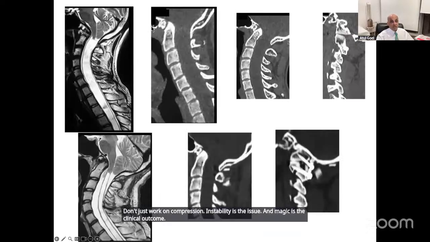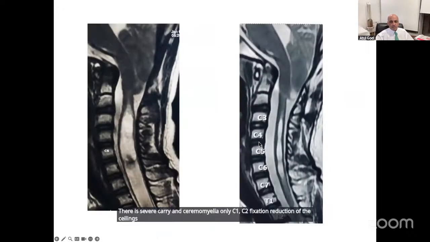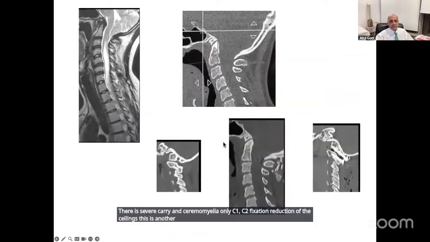This is another case of basilar invagination, assimilation of atlas. There is severe Chiari and syringomyelia, only C1, C2 fixation, reduction of the syrinx. This is another case, reduction of the syrinx.